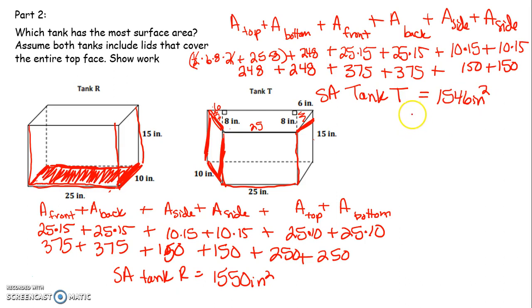And they could always ask how much more material is needed for tank R. So you would just subtract those two and you'd see you'd need an extra 4 square inches of material to make it. So that could be how they could ask about surface area and volume all in one big problem on that state test. All right, hopefully that is a quick wrap up of surface area and volume of figures. We'll be taking the test soon.